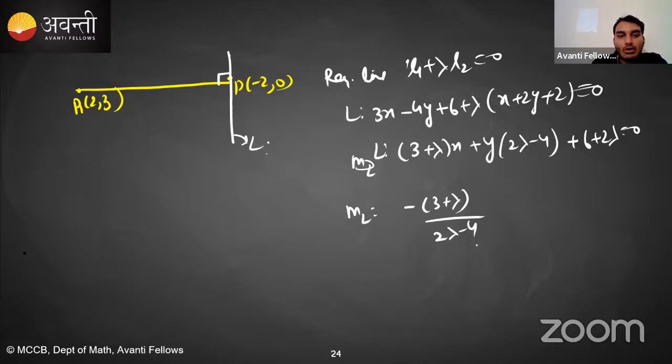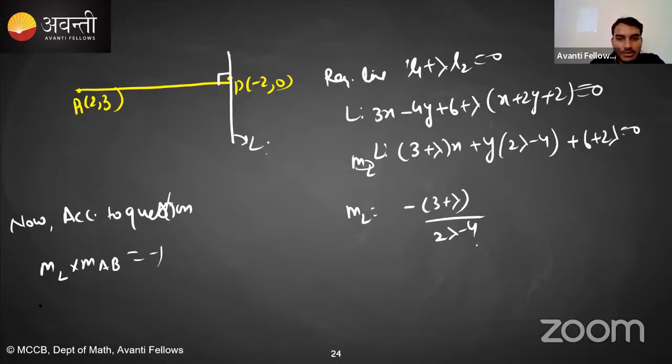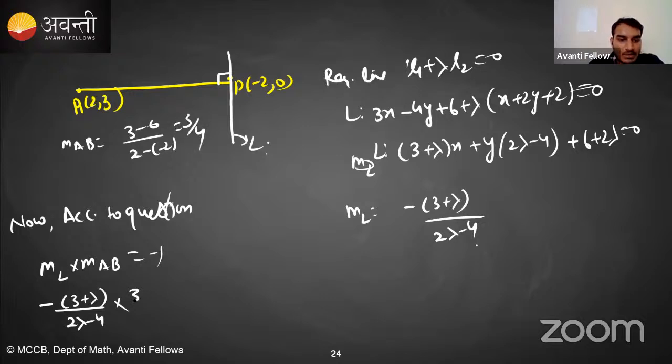Right? Now, according to the question, the slope of L into the slope of AB should be -1, right? It means minus (3 plus lambda) upon (2 lambda minus 4) into, what is the slope of AB? Slope of AB is (3 minus 0) upon (2 minus (-2)), which is 3 by 4. This is equal to -1. Clear? So from here find lambda, right?